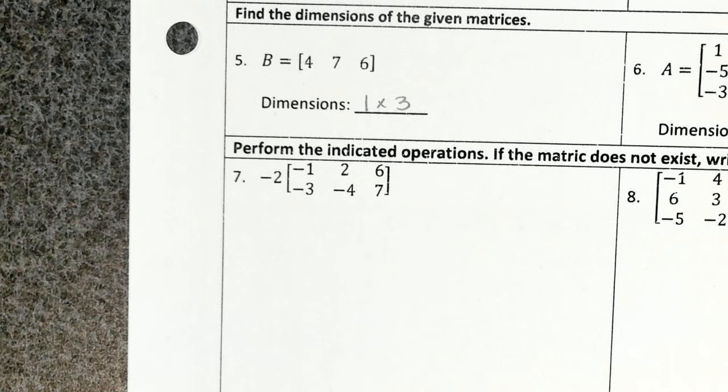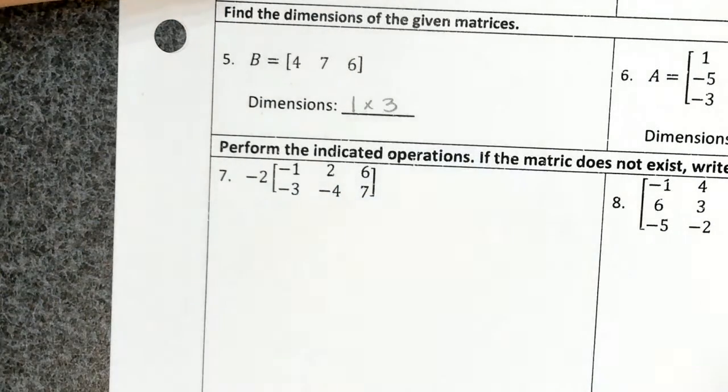Yeah, number 14. Well, how do you think you would do it? You have a negative 2 out front and all those numbers on the inside. Multiplying by a scalar. Distribute it to all the numbers. So you're just going to multiply all of these numbers by negative 2.